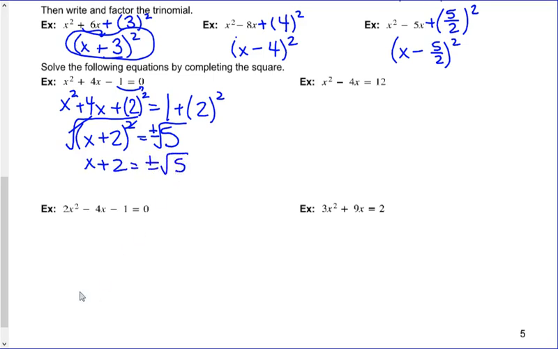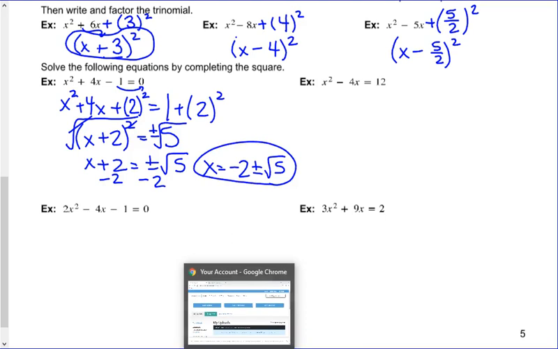And then I just now need to get x by itself. So I have a plus 2 here. The opposite is to subtract 2. And we like to normally do our plus or minuses at the end. So therefore I'm going to write this answer as negative 2 plus or minus root 5. And that is the solution or solutions to our equation that we just saw. Okay? Alright, very good. Let's try another one.